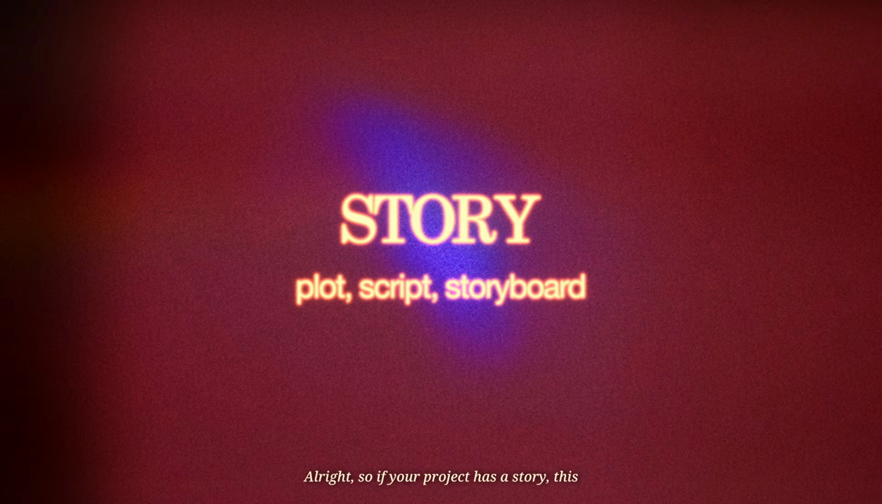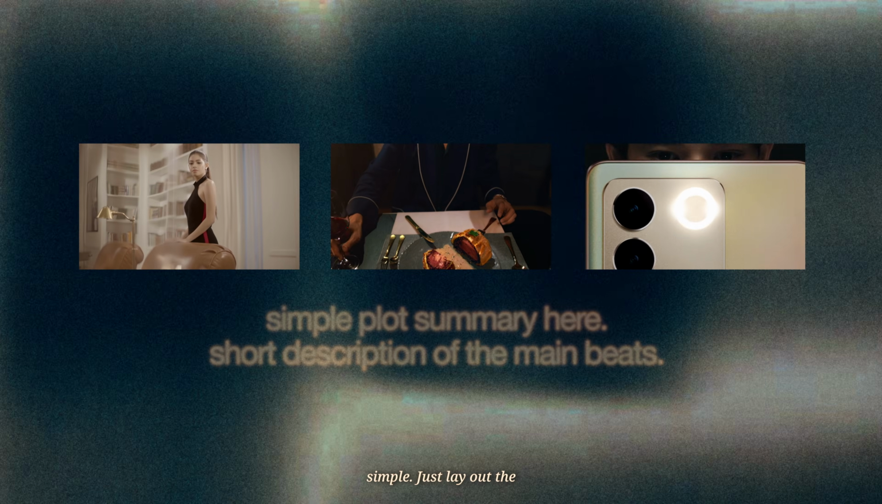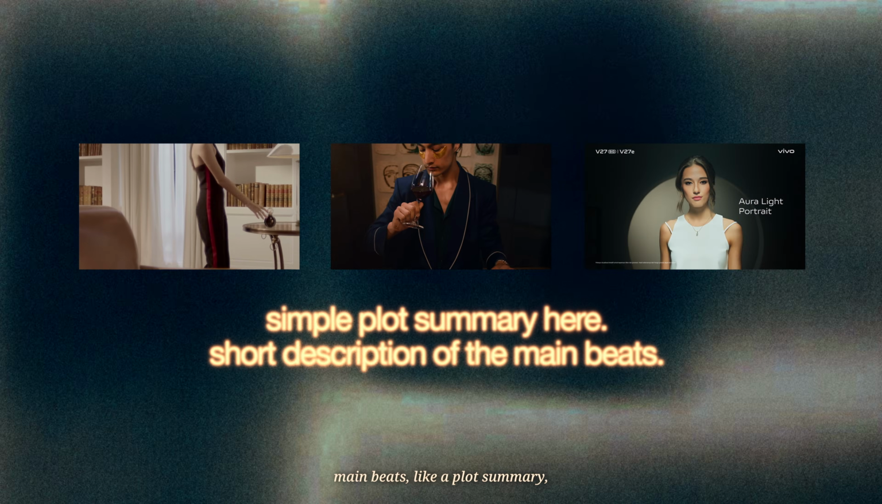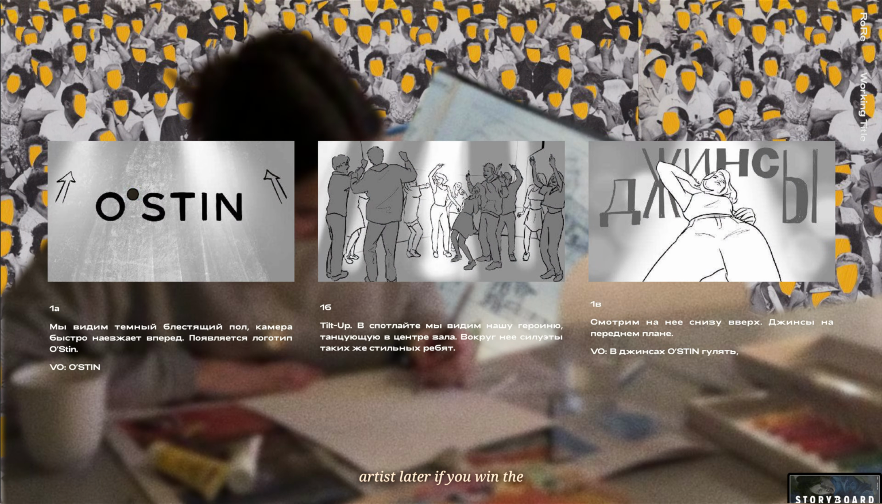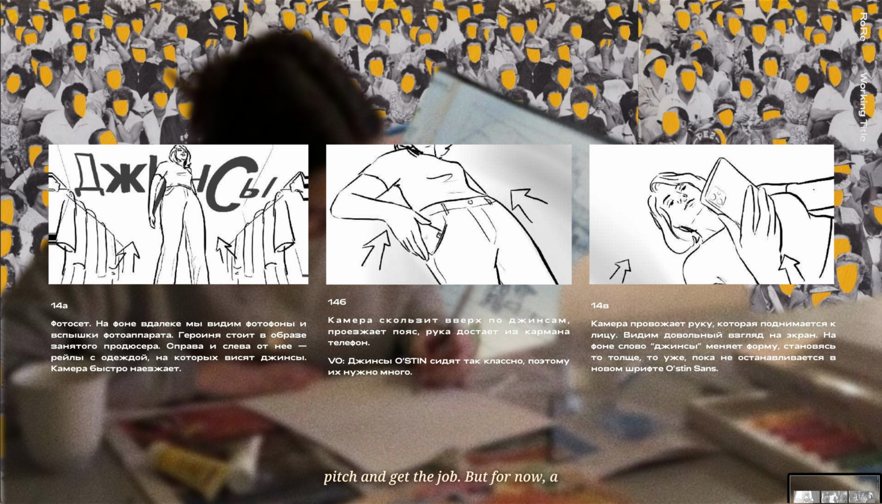Alright, so if your project has a story, this is where it belongs. For most commercial projects, keep the sections simple. Just lay out the main beats, like a plot summary, because you'll likely create a detailed storyboard with a storyboard artist later if you win the pitch and get the job. But for now, a plot summary is enough.